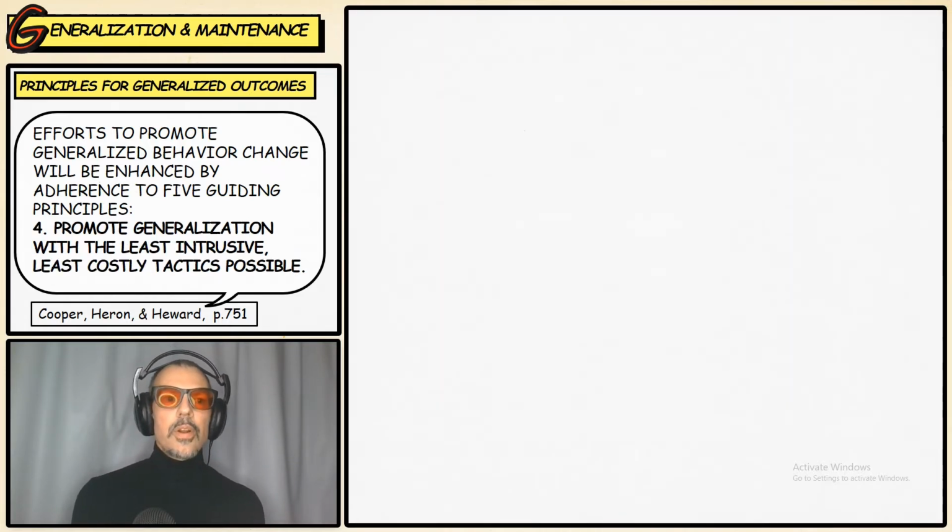Guiding principle number 4 for promoting generalized behavior change is to promote generalization with the least intrusive and least costly tactics possible. So least intrusive because we live in a social world and we don't want to intrude on other people's environments, on other people's situations, and least costly because we live in the real world and we can't always spend as much resources. We have limited resources in order to make this behavior change. So you want to promote generalization with the least intrusive, least costly tactics possible.